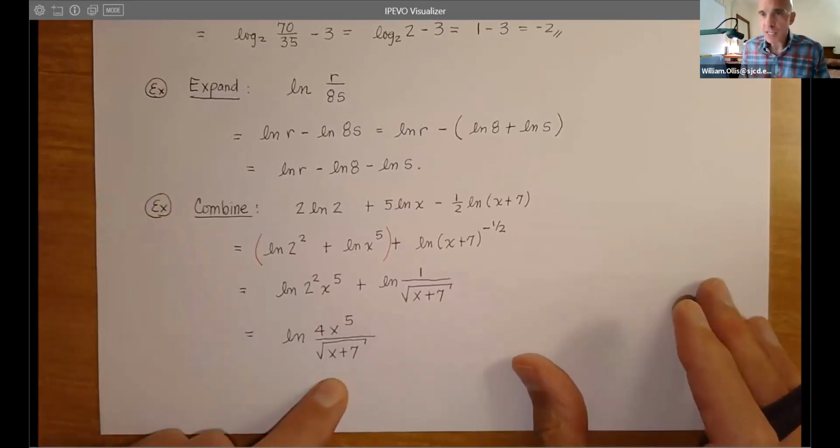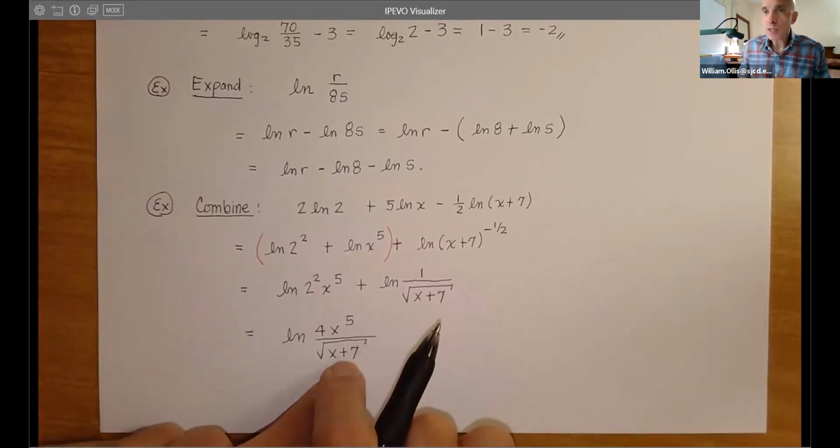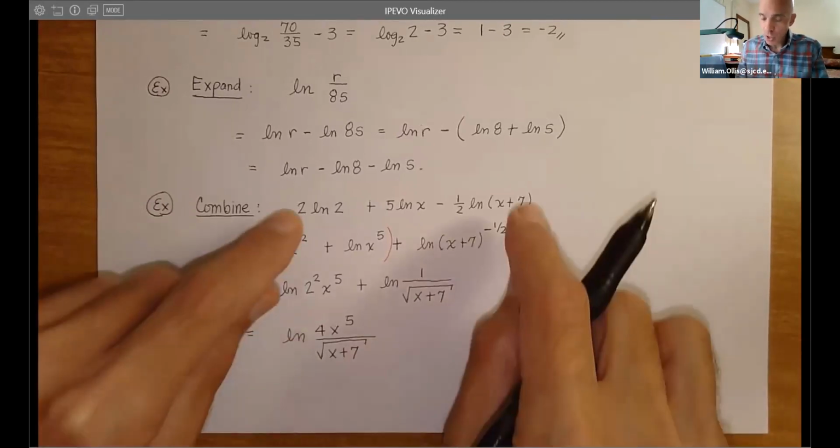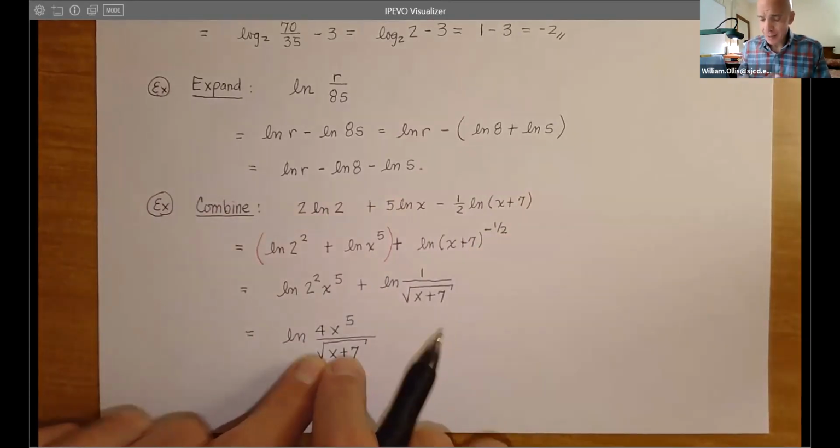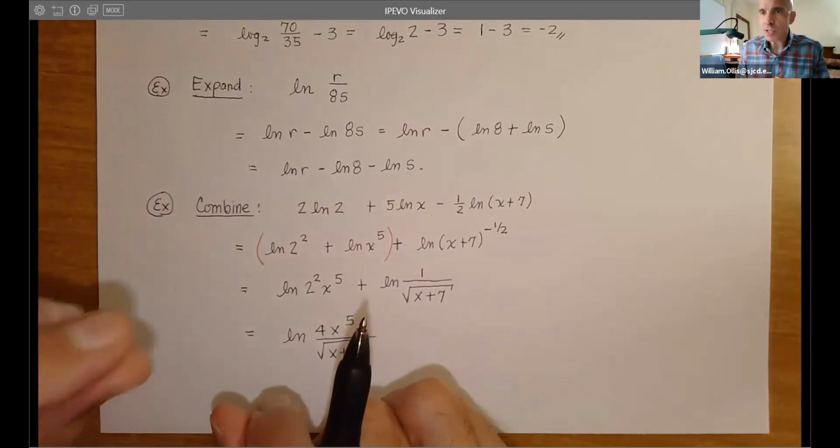So this would give us an expression that is 1 unit. That is, we start with 3 units and we end up with 1. Again, it depends on the context of the problem.